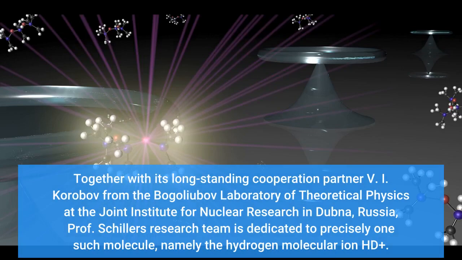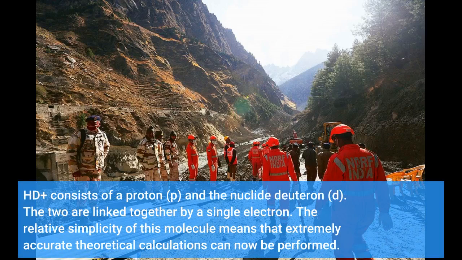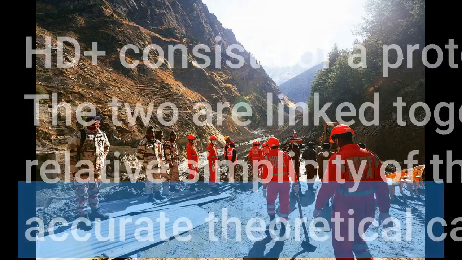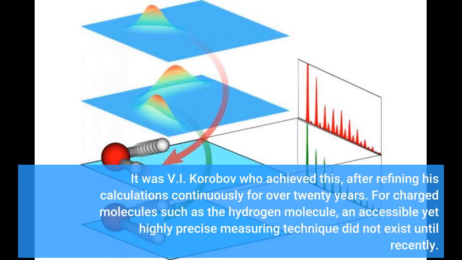Together with its long-standing cooperation partner V.I. Korbov from the Bogolyubov Laboratory of Theoretical Physics at the Joint Institute for Nuclear Research in Dubna, Russia, Professor Schiller's research team is dedicated to precisely one such molecule, namely the hydrogen molecular ion HD+. HD+ consists of a proton P and the nuclide deuteron D. The two are linked together by a single electron. The relative simplicity of this molecule means that extremely accurate theoretical calculations can now be performed. It was V.I. Korbov who achieved this, after refining his calculations continuously for over 20 years.